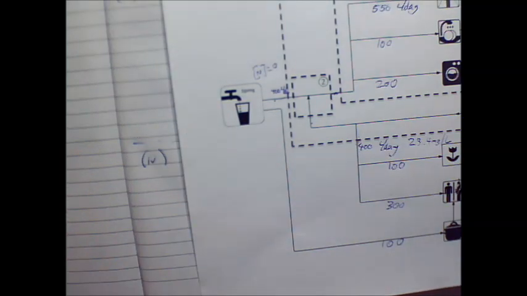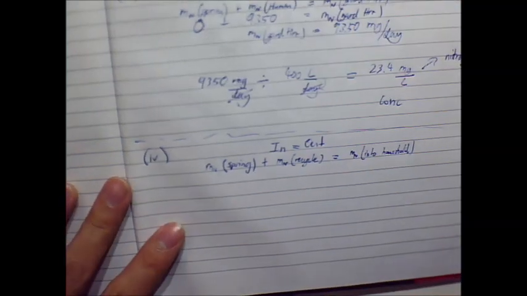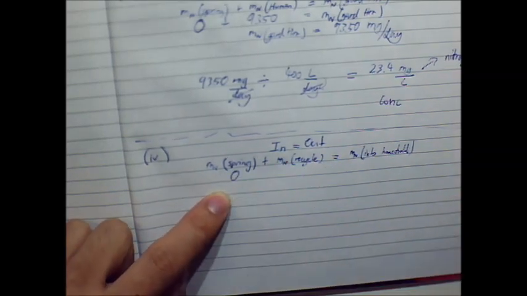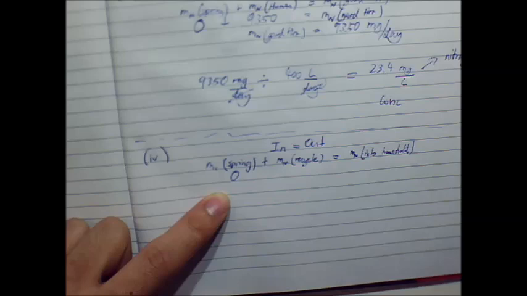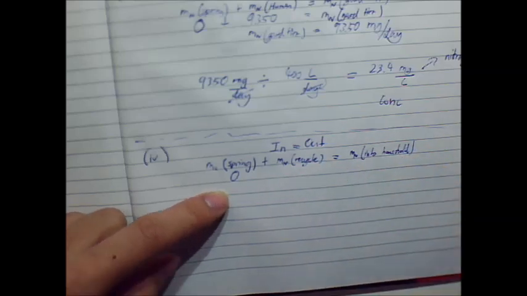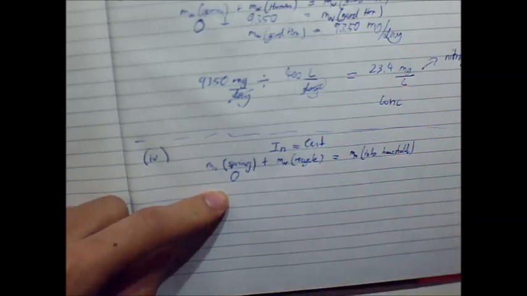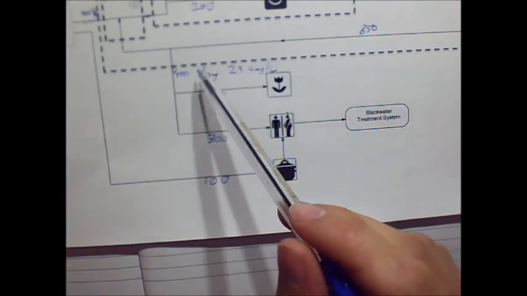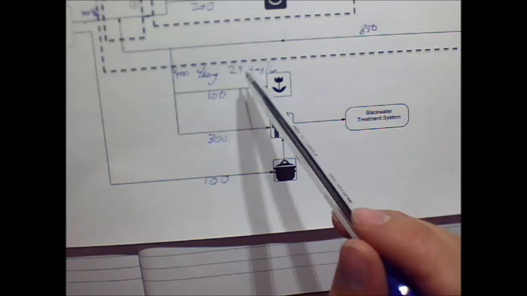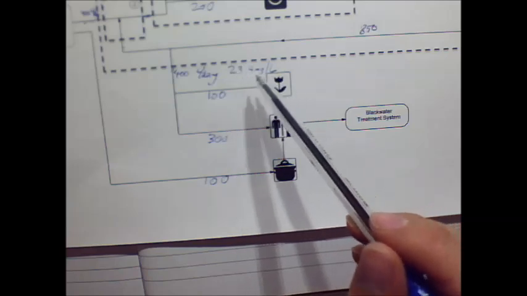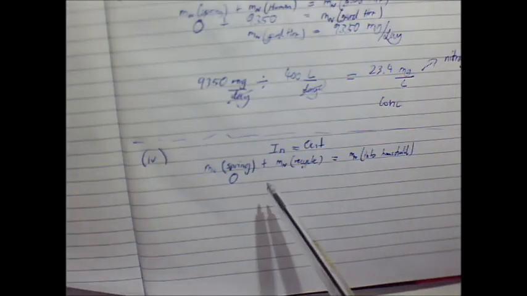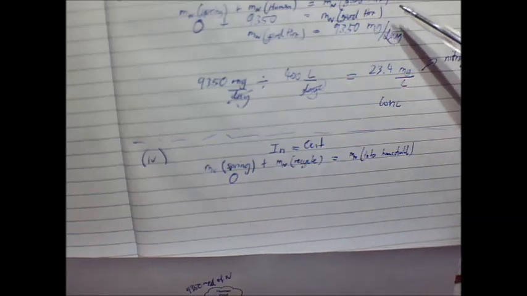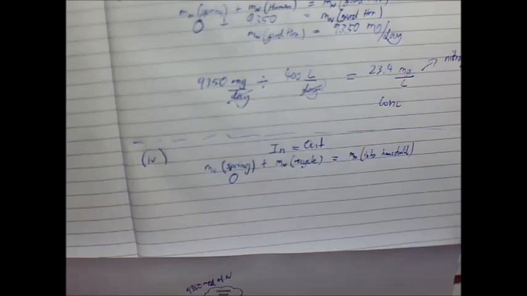Alright, let's go back to here and have a look. The mass of nitrogen in the spring water, we know this is 0 already. We're looking at how much nitrogen is going to be in the recycle loop, and we know it's going to be 400 litres a day, at 23.4 milligrams per litre. But we want a mass flow rate, which is given in milligrams per day. That's what we want. So we can do that.